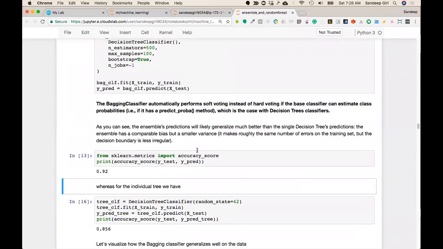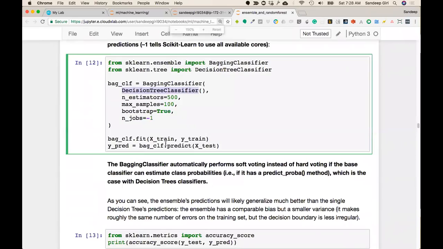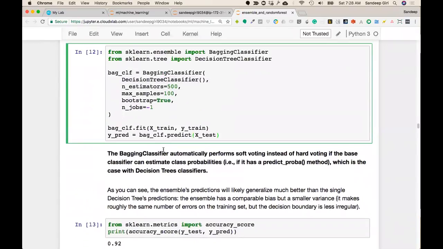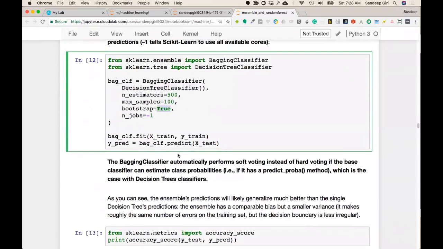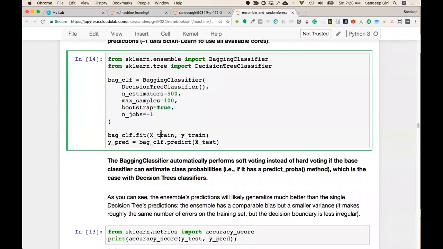So you can see that this is what we've done. We have taken a decision tree classifier. Let me zoom out. If you mark bootstrap false, it'll be pasting.